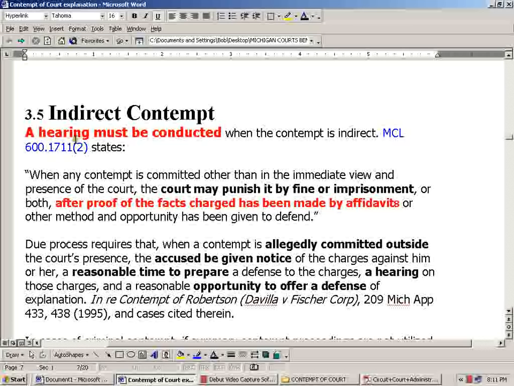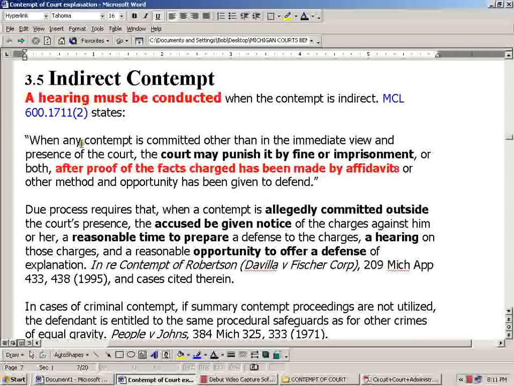A hearing must be conducted when the contempt is indirect. So that hearing is the show cause hearing, which will be initiated by a subpoena being issued by the court administrator. When any contempt is committed other than in the immediate view and presence of the court, the court may punish it by fine or imprisonment, or both, after proof of the facts charged has been made by affidavits.